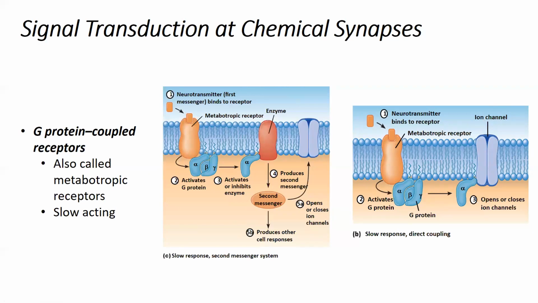Inhibitory. We bring more negative charge into the cell, we hyperpolarize the cell, we make it hard to fire an action potential. That would be an inhibitory postsynaptic potential.